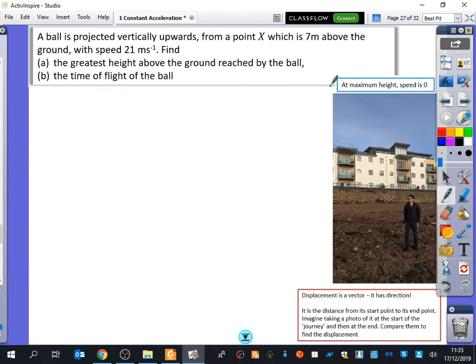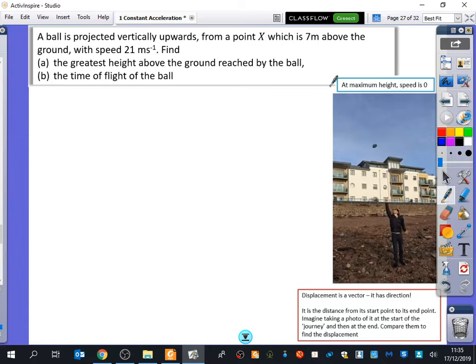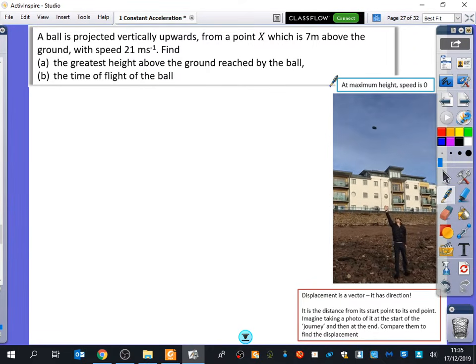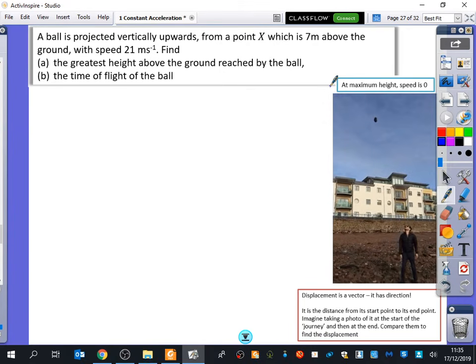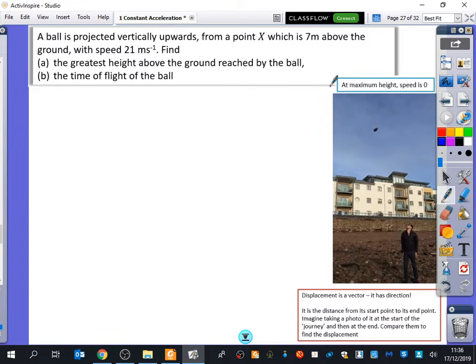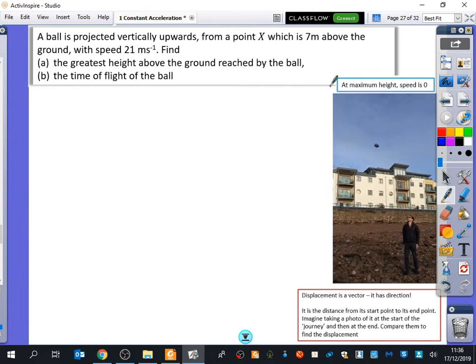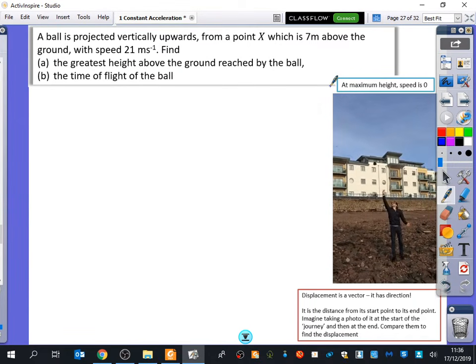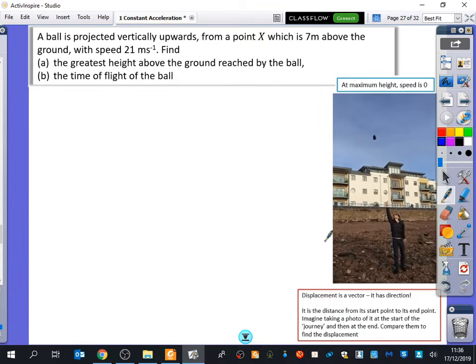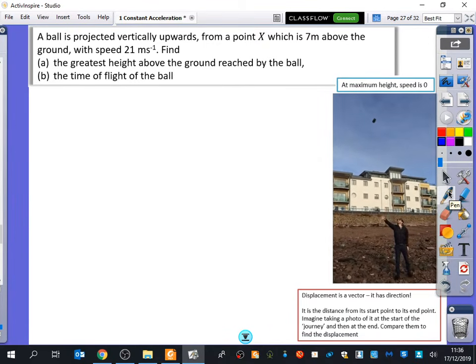I've heard of people who have studied things from GCSE or from A-level physics. They go, well, obviously the journey up is going to be different to the journey down. No, the whole thing has an acceleration of downwards 9.8. When it's moving up, it's slowing down. When it's moving down, it's speeding up. So we're going to now use this little visualization to help us with what's happening here.